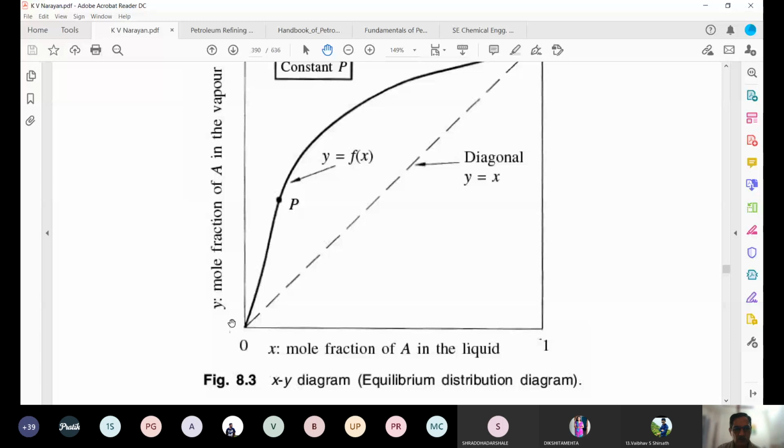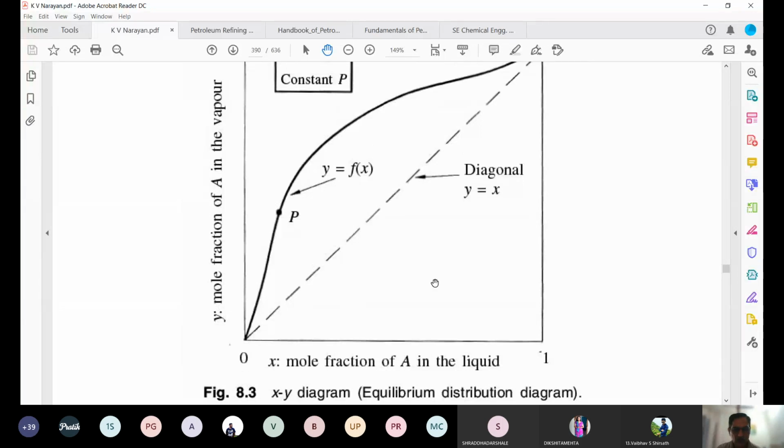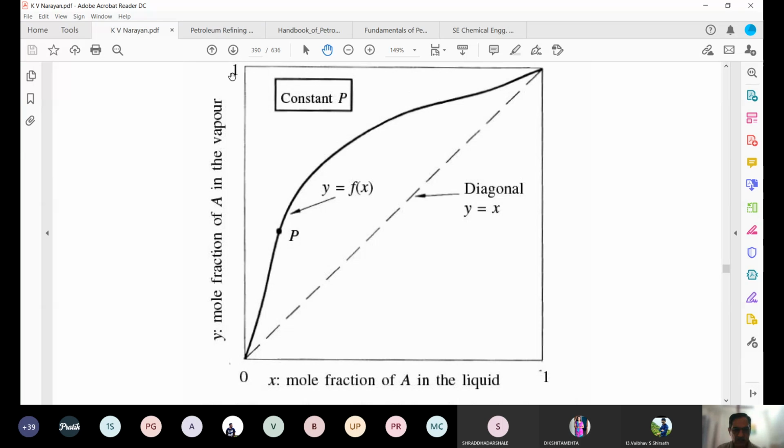So this is the equilibrium diagram. y goes on the y axis and x goes on the x axis. You calculated x and y. On the y axis draw y, which is always from 0 to 1, and x is also from 0 to 1. You will get a curve like this, above the diagonal, at constant pressure. Okay, did you understand how to draw the diagram? Is it understood?